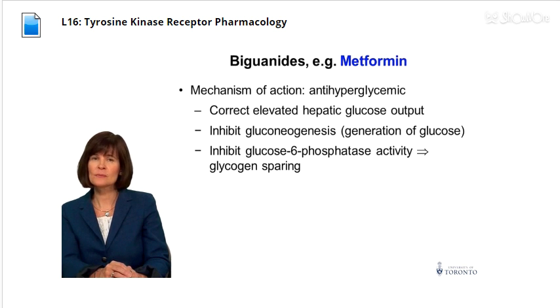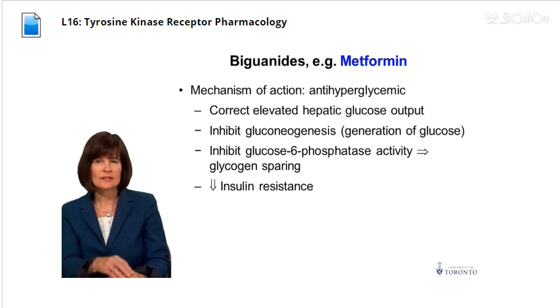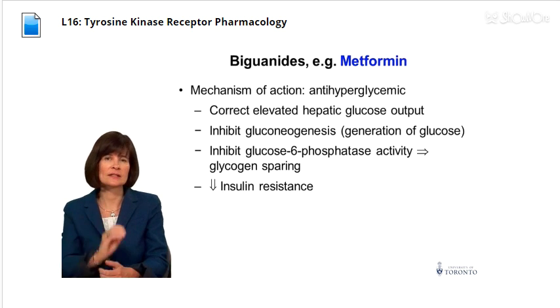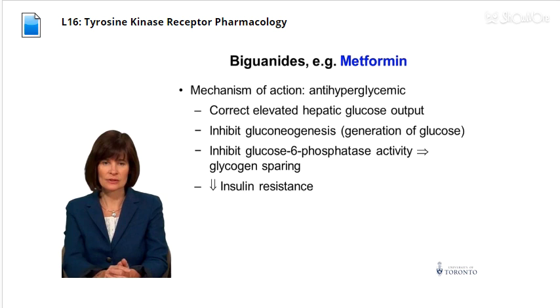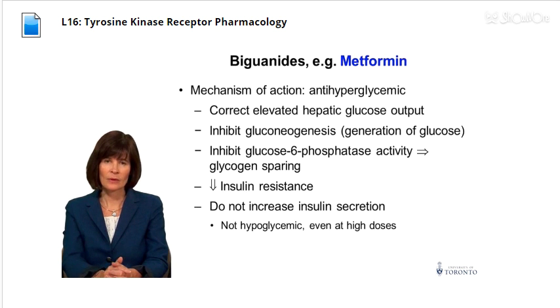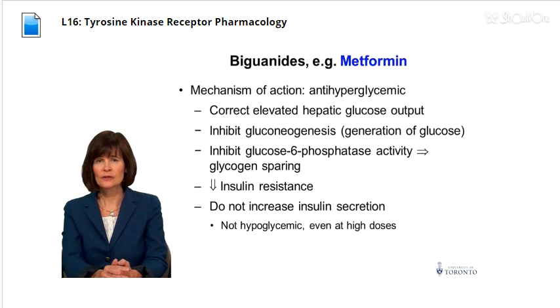So they are considered to be what's called glycogen sparing. In the presence of this class of drugs, the insulin effects on glucose uptake are also increased, hence the reason they are called insulin sensitizers. One of the major advantages of this group of compounds is that they do not produce hypoglycemia even at higher doses, and so they are safer, particularly for use in the elderly, than the sulfonylureas.